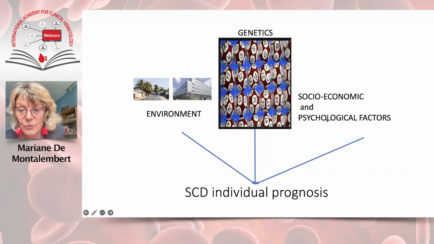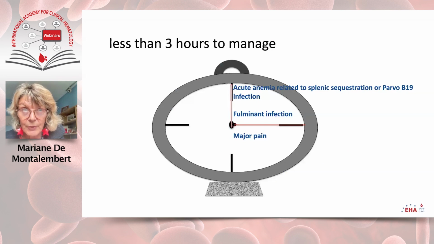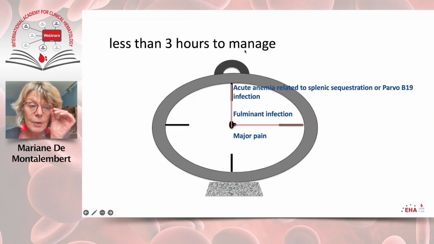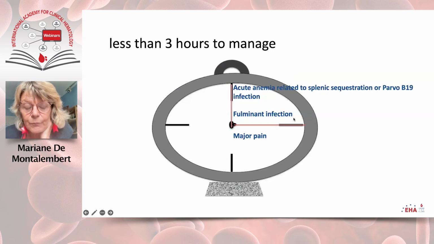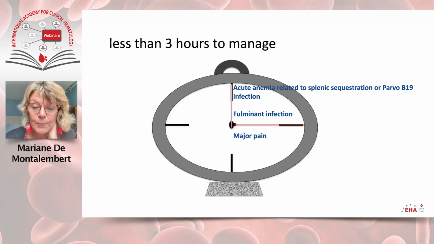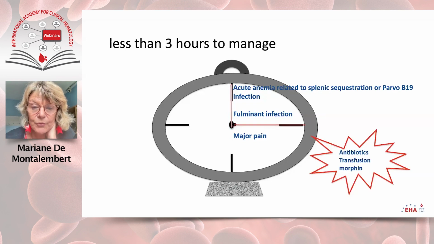And also there are socioeconomic and psychological factors. And we are not able to predict the severity of the disease in a newborn. But what is of outstanding importance is that in sickle cell disease, you have to organize care so that appropriate care must be given in emergency. Because I estimate that in some cases, such as splenic sequestration, fulminant infection, we have, let us say, less than 3 hours to bring antibiotic, transfusion, or morphine.